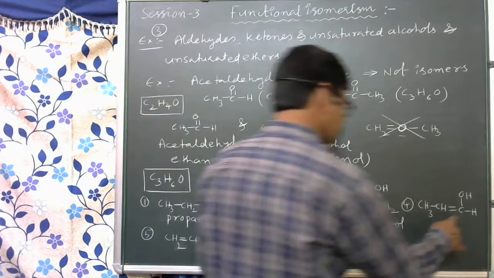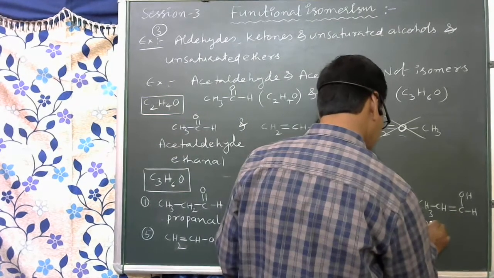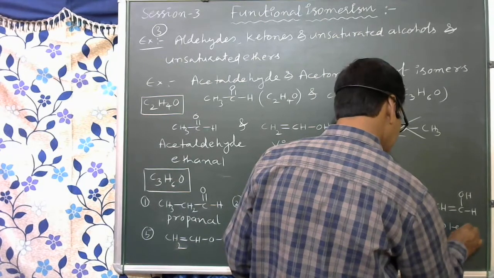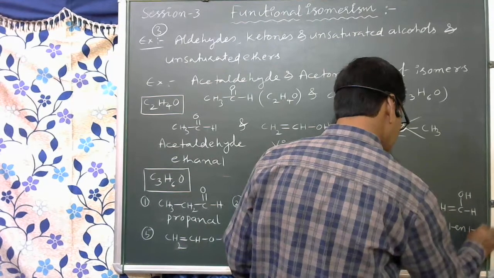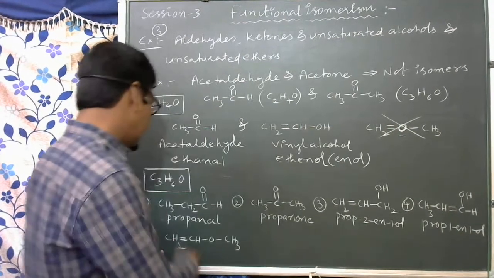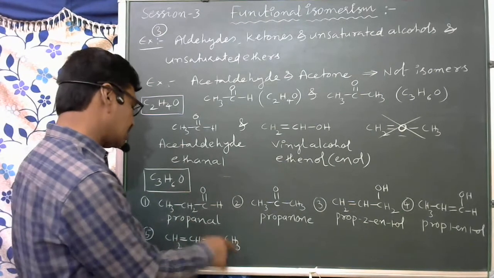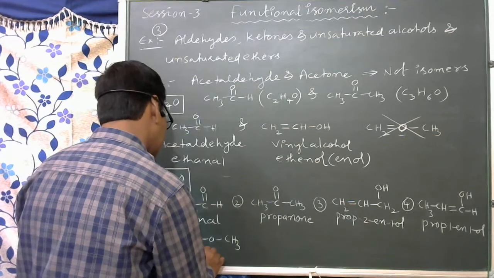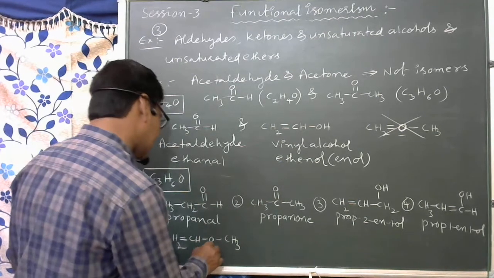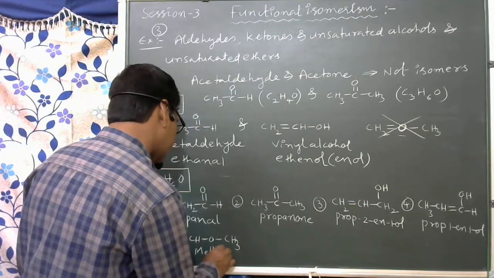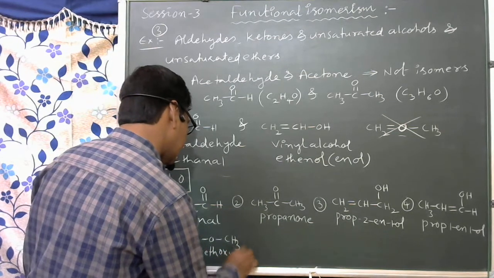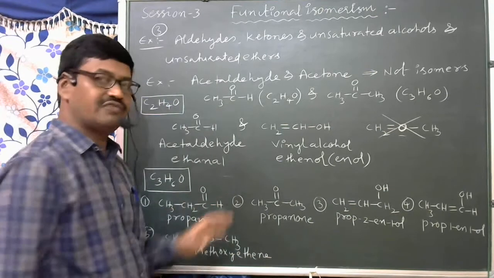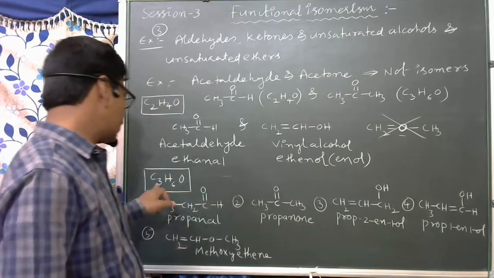And this is the same thing, prop-1-en-1-ol. This is a vinyl group, vinyl methyl ether, otherwise methyl vinyl ether. This is methyl, otherwise methoxyethene we can write. Methoxyethene we can write. So these are the different compounds with respect to C3H6O.